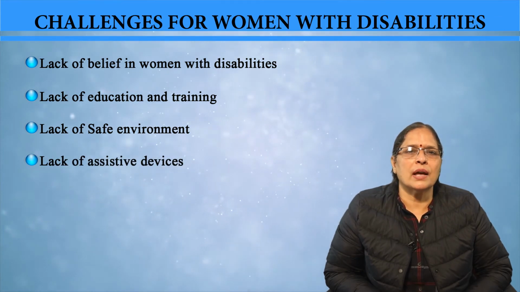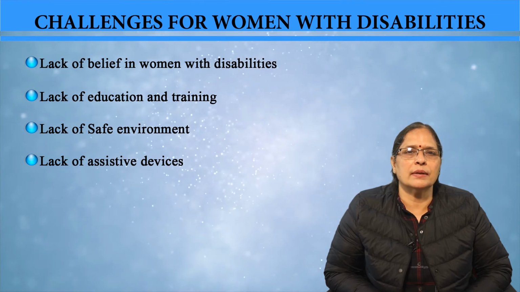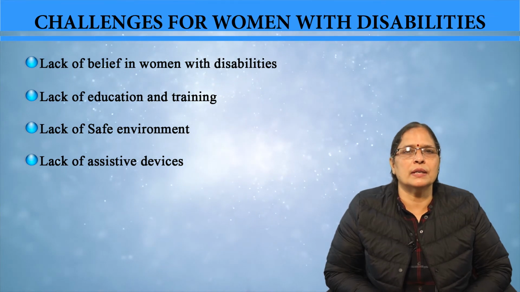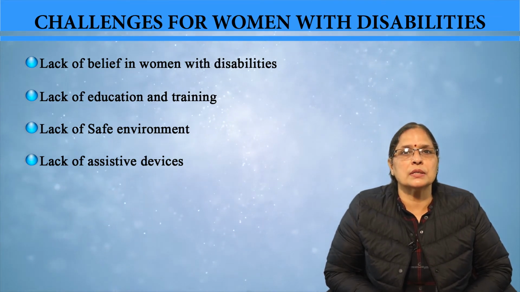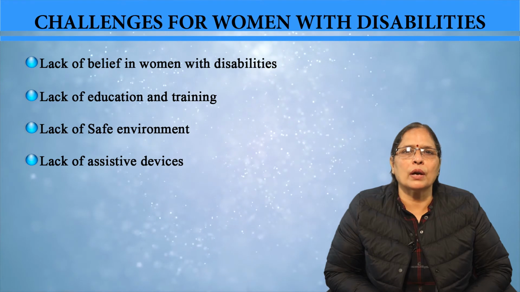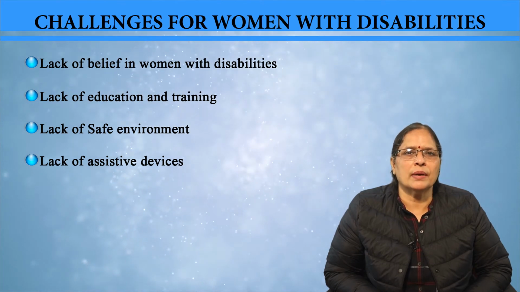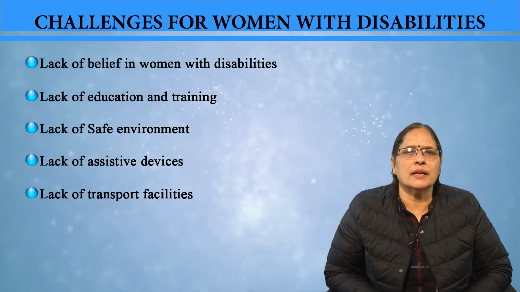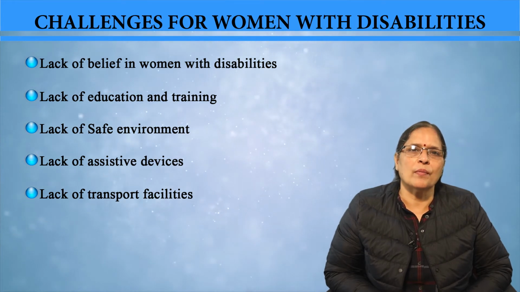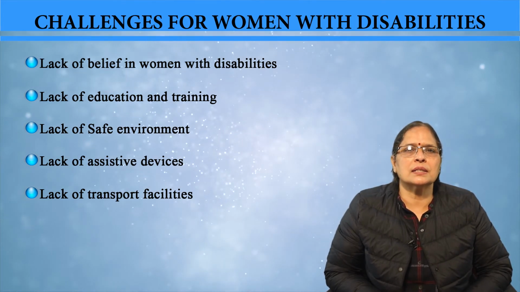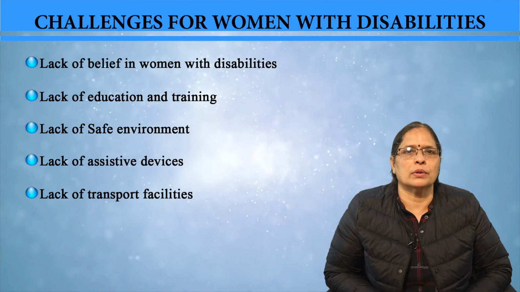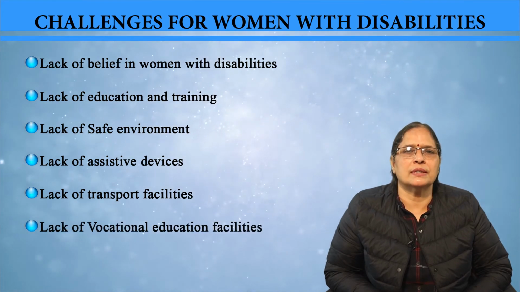If a woman has a locomotor disability and needs a good kind of wheelchair, that is not available, or if they have low vision, they need some assistive devices to help with reading and so on, but those kinds of devices are not available, so that is also a challenge for them. And then lack of transport facility, and because of this they are not able to commute from one place to another, and as a result the family also thinks they should be kept at home, or they should be provided guided support. And then lack of vocational education facilities.